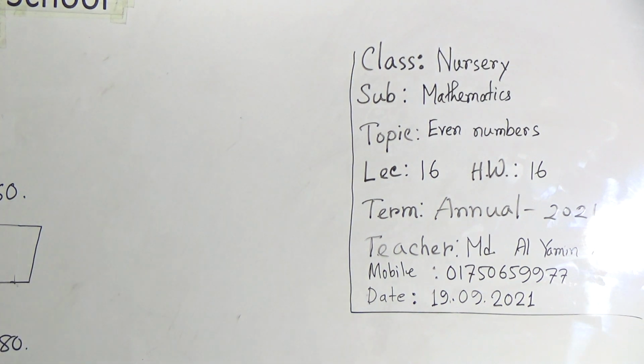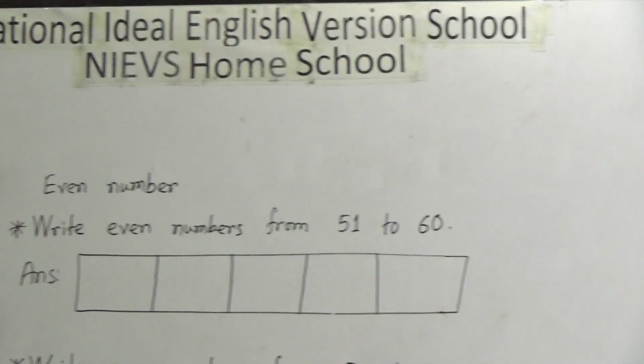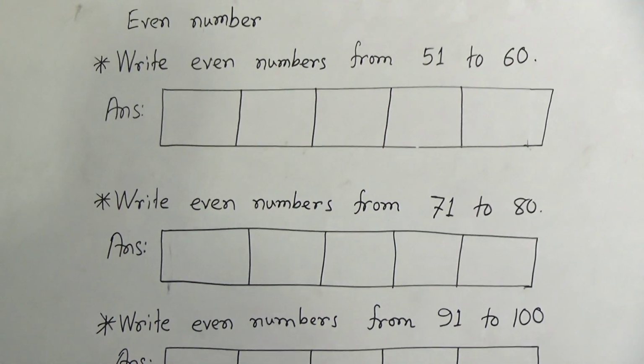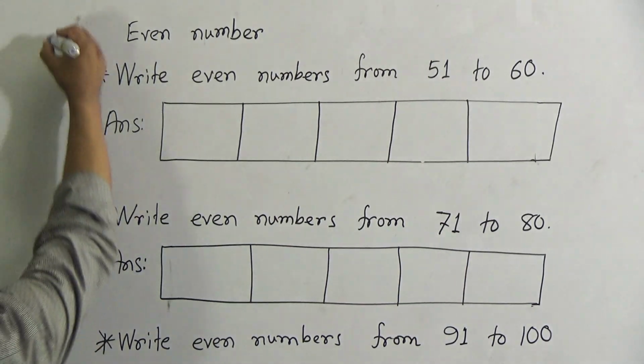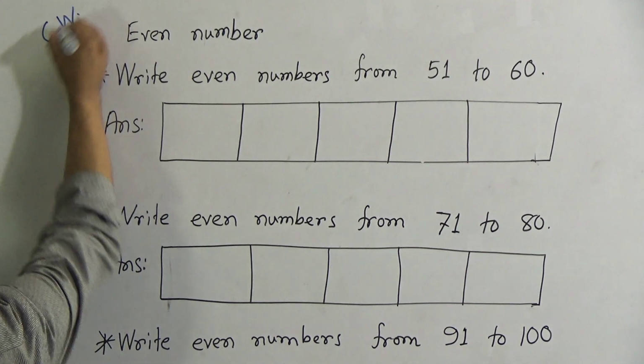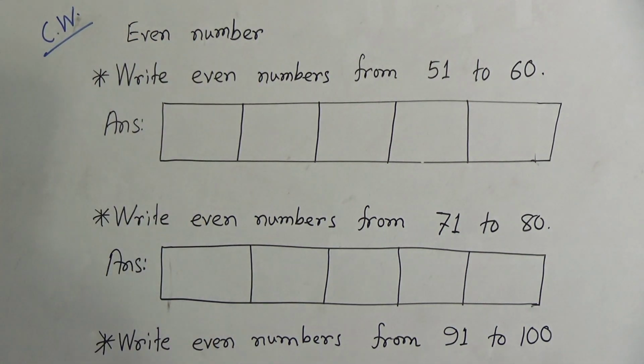I have already written 3 questions for the CW class. That means this is our CW class. Your topic is even number. There are 3 questions: 1, 2, 3. But before that, we need to know what is an even number.